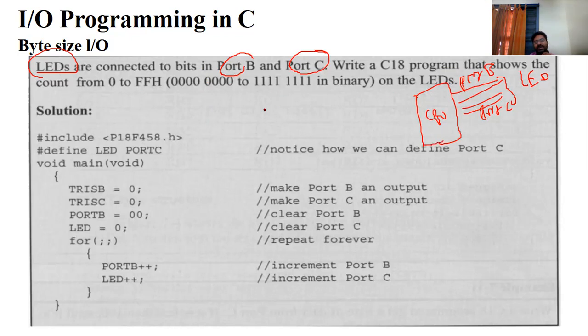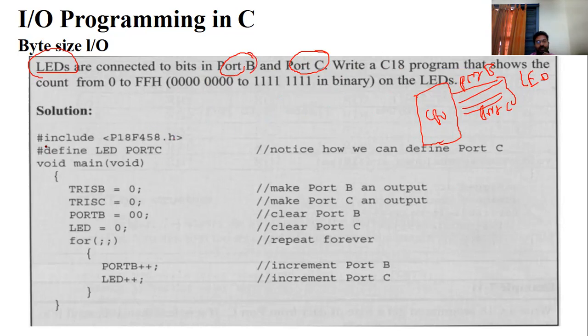Whatever information is stored in the CPU, you can send it to the LEDs by using these ports. Sending the information means using an output port. You can make port B and port C the output ports, and then only can you send the information to the LEDs. So that's why.